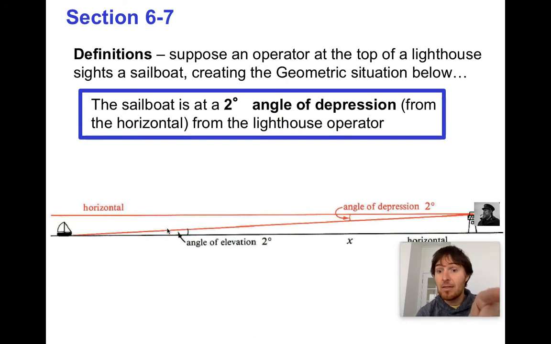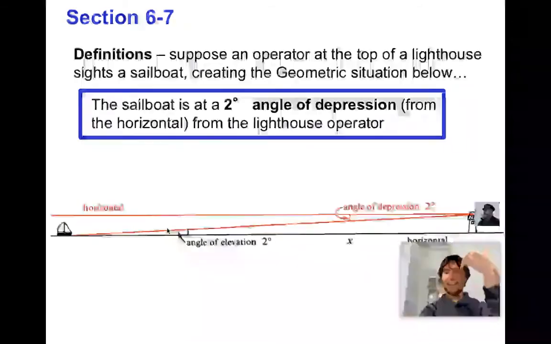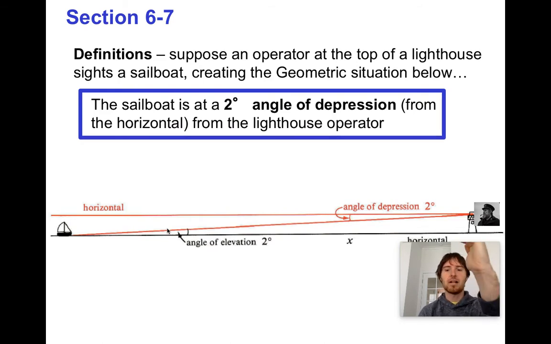Okay, it's not written out like that in the book. It's not written out like that in the slides. But I've just said it for you right now, and you should write it down too. The angle of depression is the angle from the horizontal, and hopefully you feel in your bones what from the horizontal means. Downward, okay, downward here.